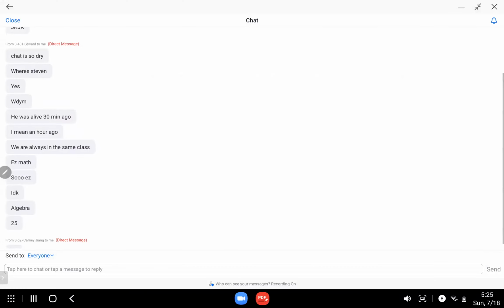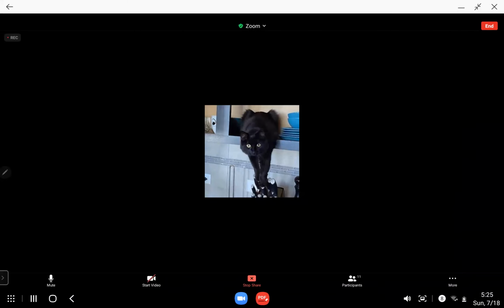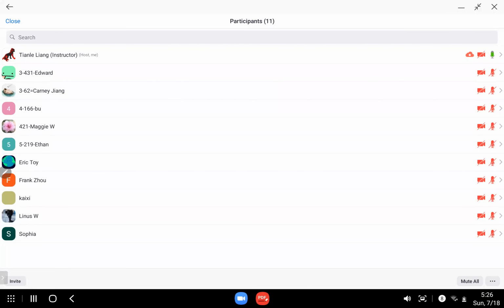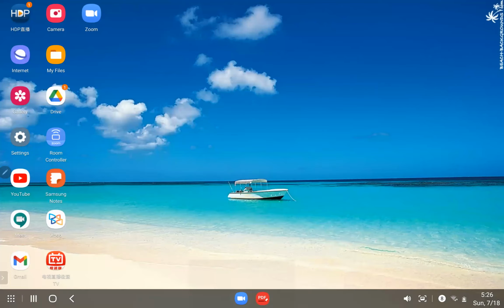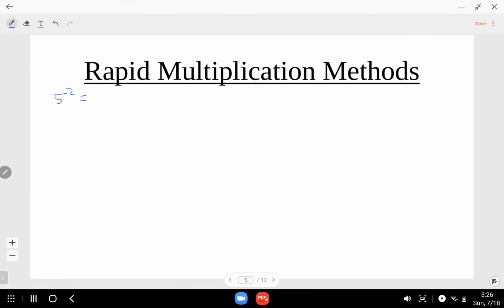25, yes. So nobody else knows the answer to 5 squared. Where are you in this class then? If you don't know the answer to 5 squared, go back to kindergarten. Oh wait, they don't want this in kindergarten. That's sad. All right, 5 squared is 25.